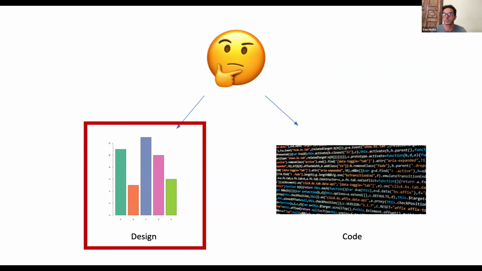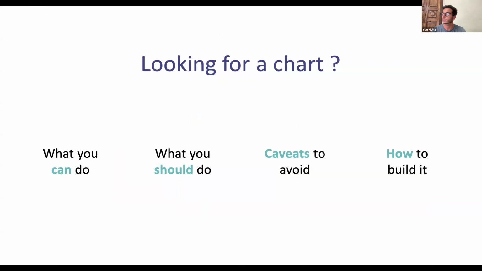So yeah, let's talk about how to find the right chart for your data. My process is split in 4 parts. The first part is to list all the chart types you can do, all the possibilities. Then the second part is, among all the possibilities, which one should I choose and why? The third step is, now that I have the right charts, what are the main caveats that I should avoid to make sure I'm not doing one of the big mistakes of data visualization? And the last step is then to build it and understand which tool to use.